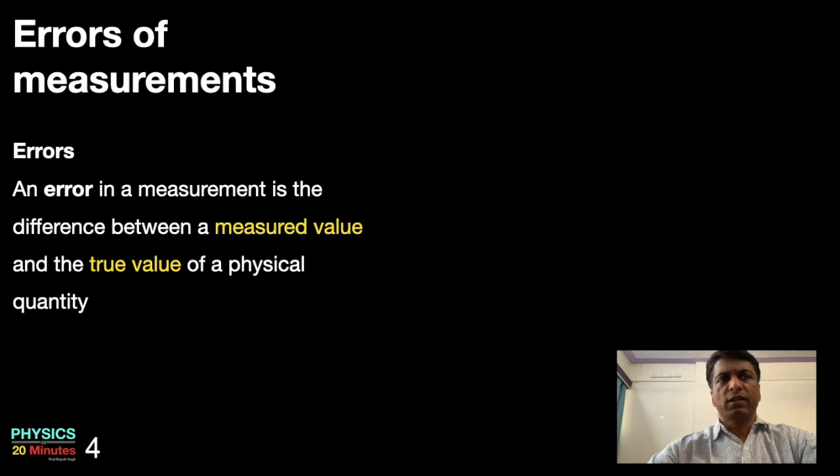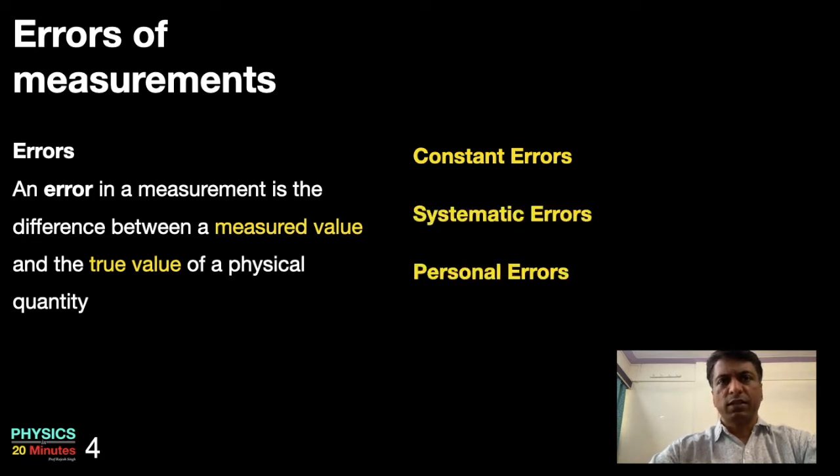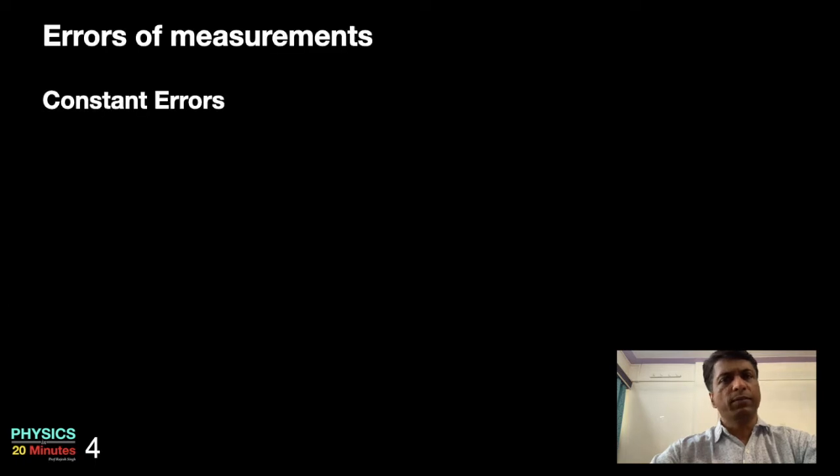So what is the error in the measurement? An error in the measurement is the difference between a measured value and the true value of the physical quantity. There are 4 types of errors: constant errors, systematic errors, personal errors, accidental or random errors. We will look into them one by one.